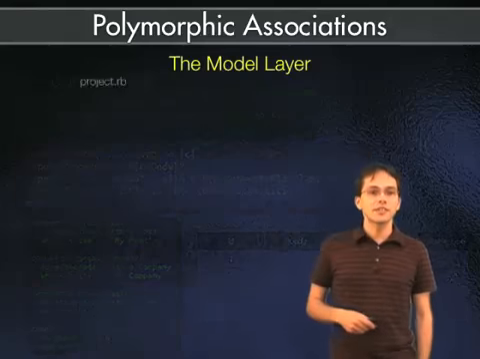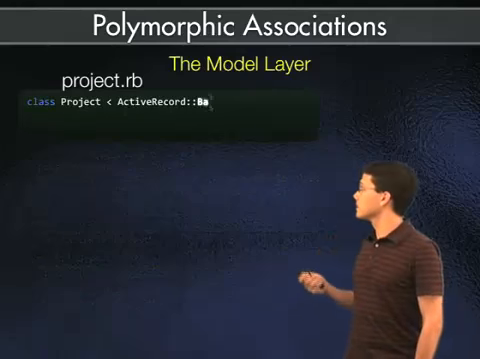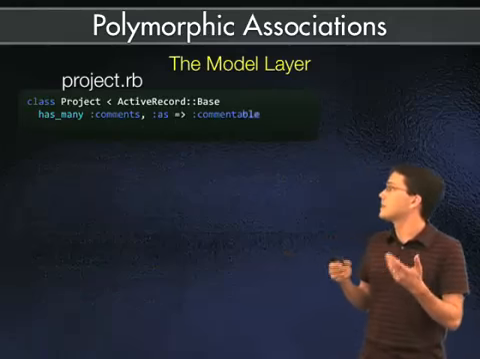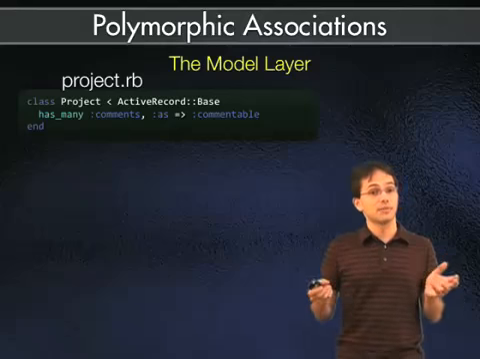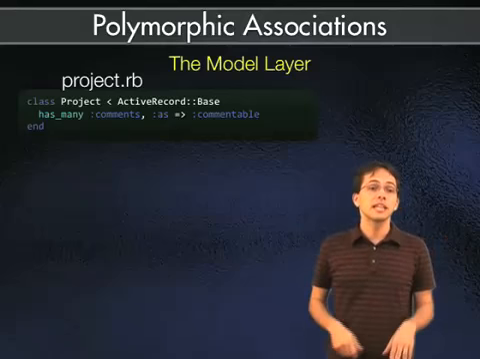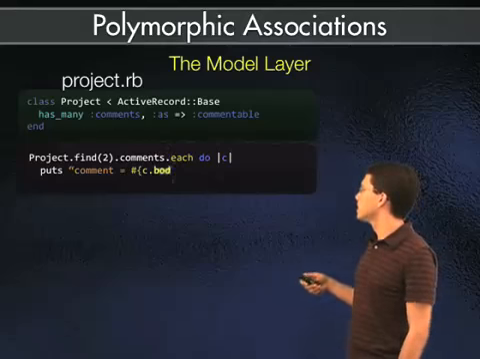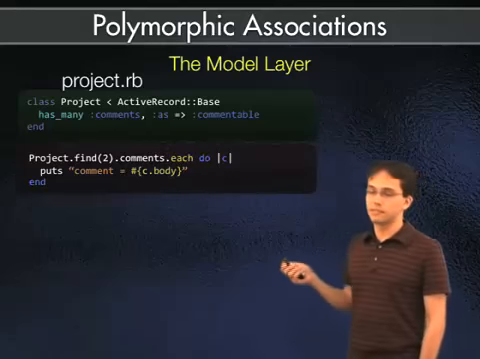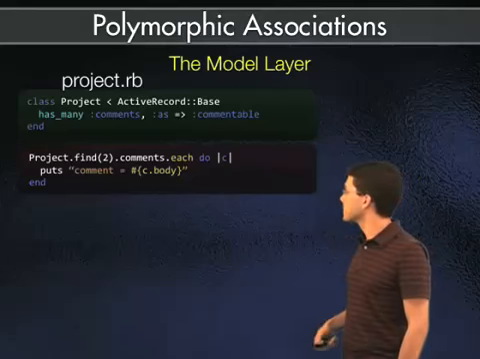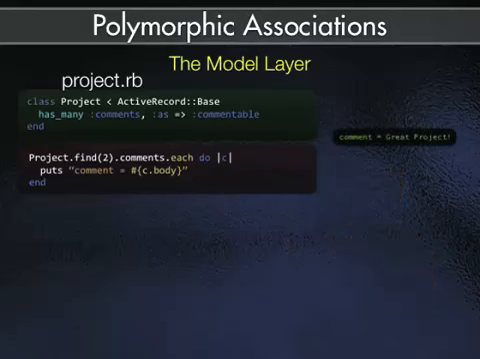If we look at the other side of the model relationship, for instance, if we look inside project, project has many comments, as commentable, there's the keyword again. This would allow us to run code that looks something like this, where we get a certain project, go through all the comments in the project, and simply print them out. If we had one project, it would just look like this.